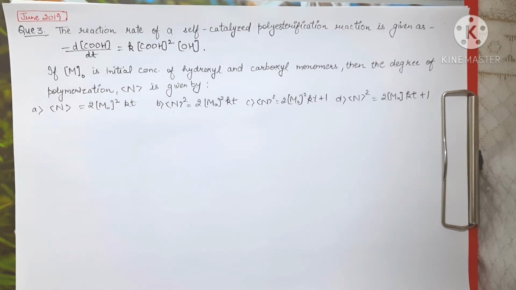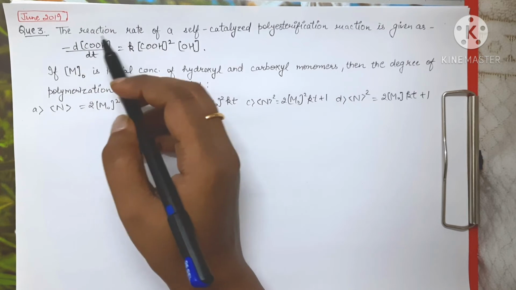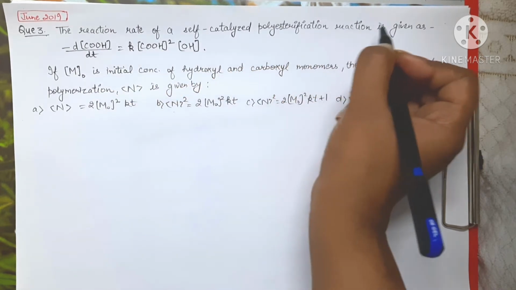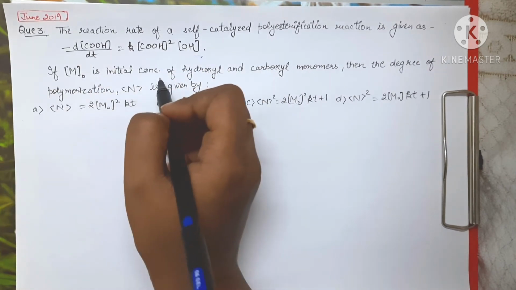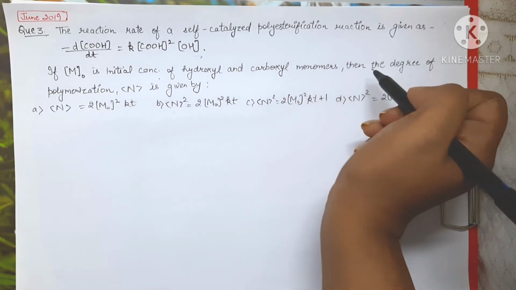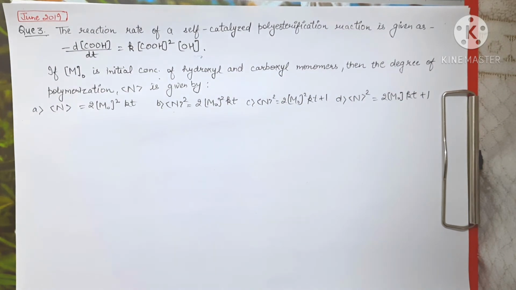So this question was asked in June 2019 exam. It's a recent question, very recent question in fact. So it says that the reaction rate of a self-catalyzed polyesterification reaction is given as this. If M naught is initial concentration of hydroxyl and carboxyl monomers, then the degree of polymerization is given by. So basically we have to find out the degree of polymerization, or you can say the expression of this N.